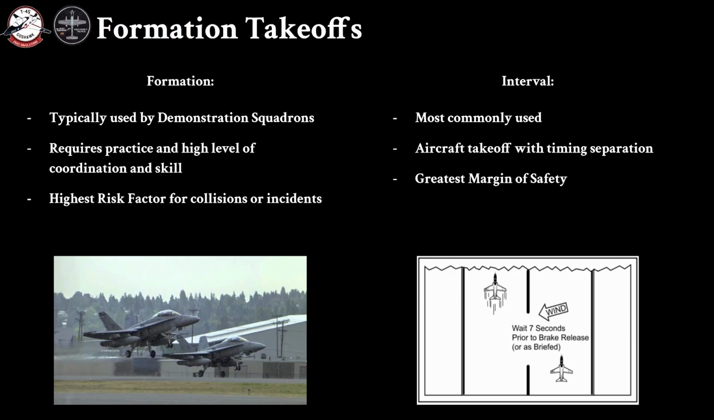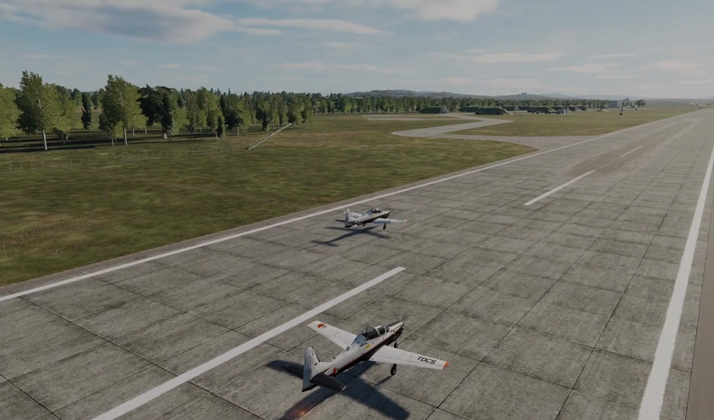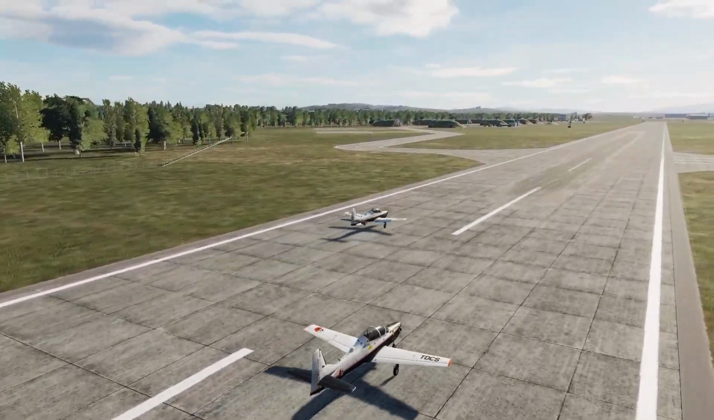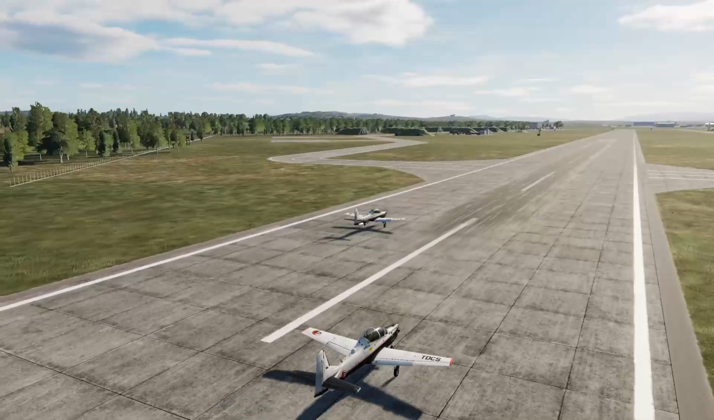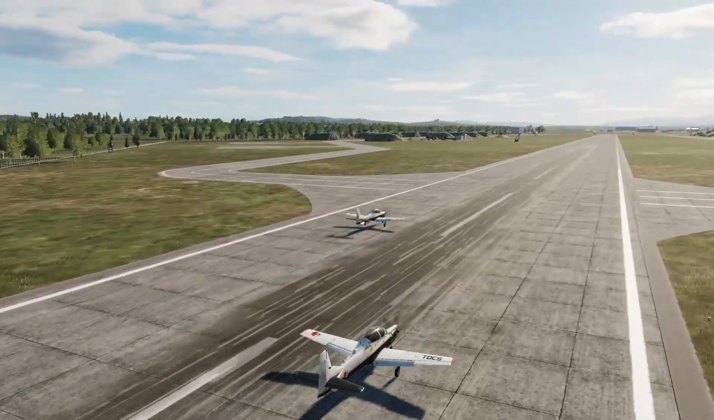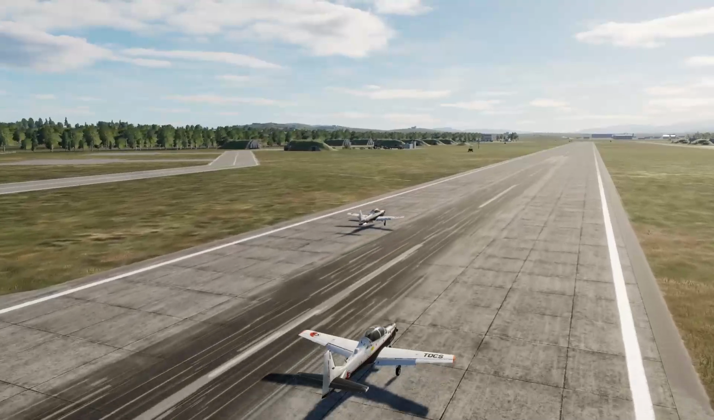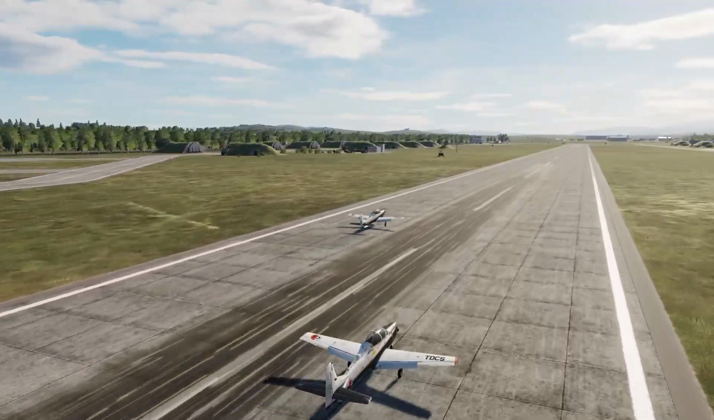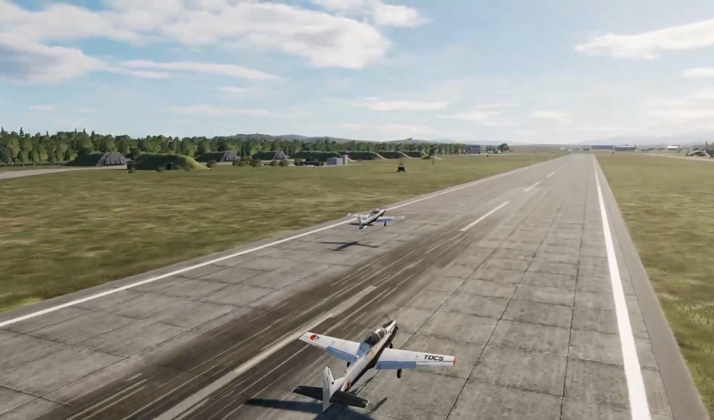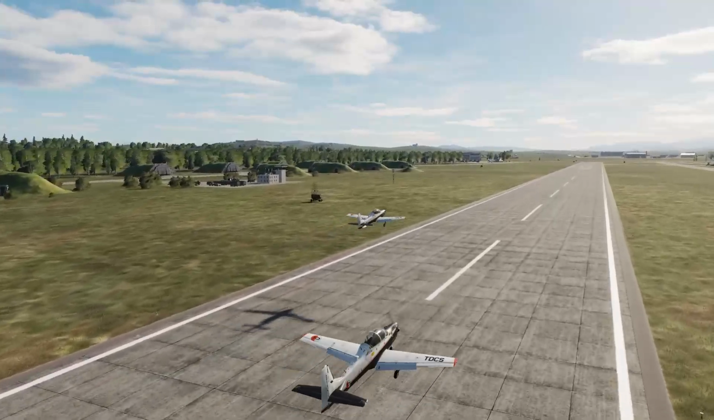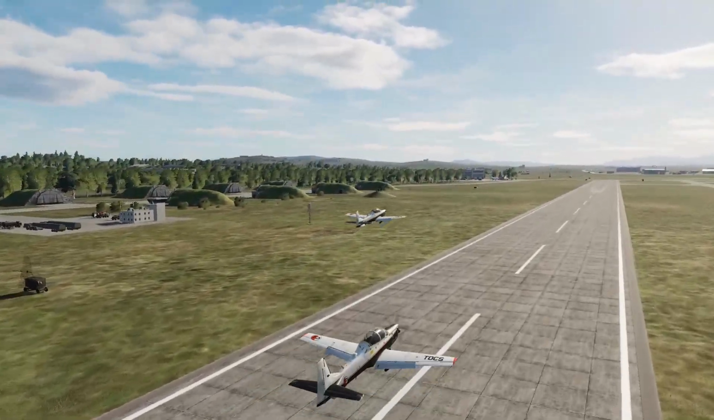Let's talk about formation takeoff. This one is tricky. It requires good coordination and timing between both pilots. This is basically what the Thunderbirds, Blue Angels, or any other demonstration squadron does. They are in formation and in position right from the start of the takeoff roll, clear through rotation, through takeoff, and all the way into departure. They are in formation the entire time. This we will not be teaching in this course.